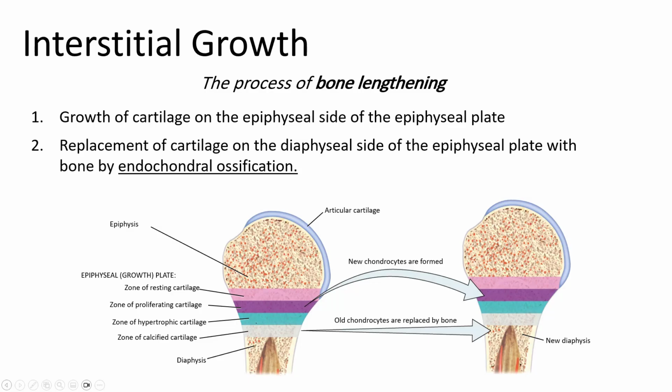Finally, we have the zone of calcified cartilage. And here is where the old dead chondrocytes are being broken down by osteoclasts and being replaced by newly formed bone tissue.